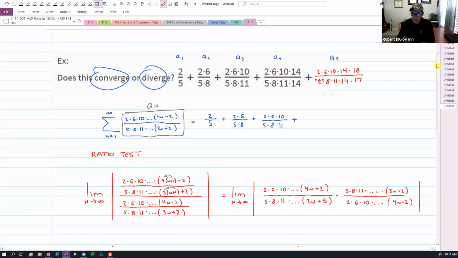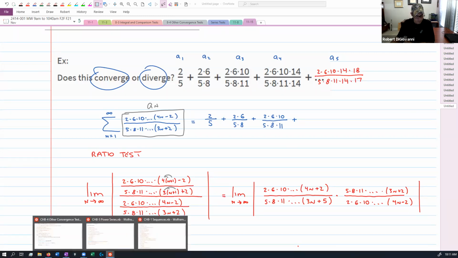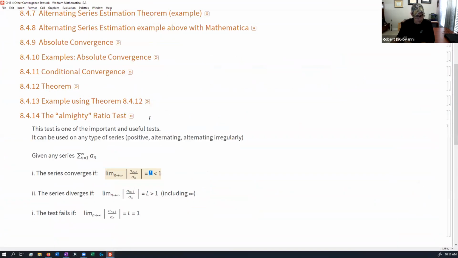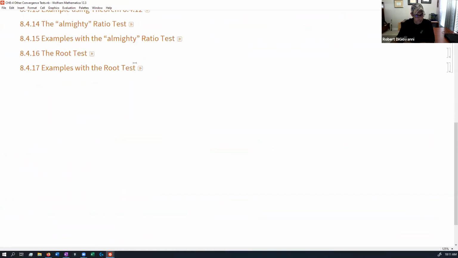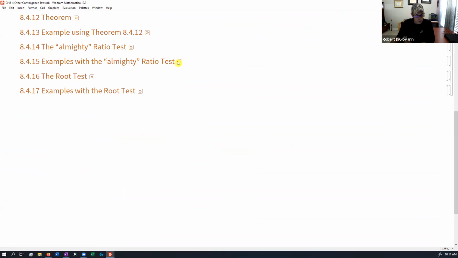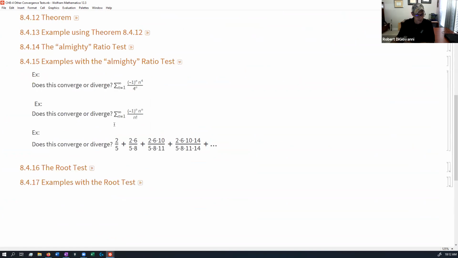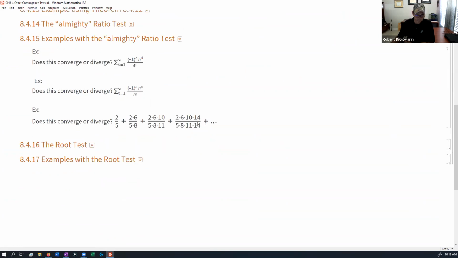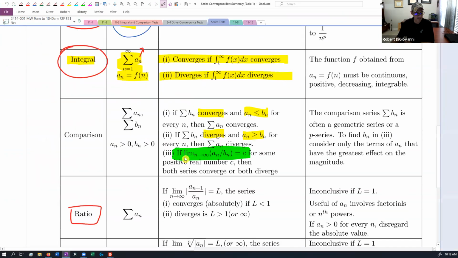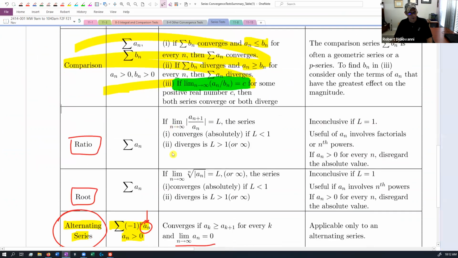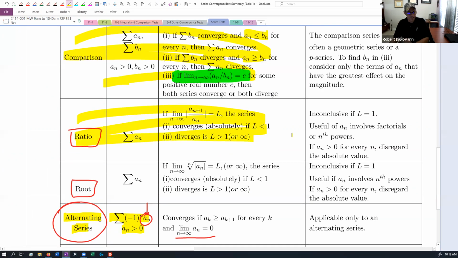All right, so that's this. Let's see. So we did these examples. You'll have plenty of practice with that in your homework. The last test, and this is it, we are going to be done with our tests. We now have the almighty ratio test.